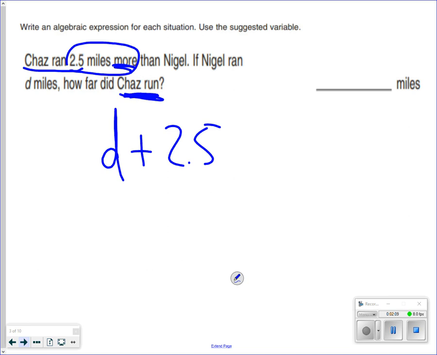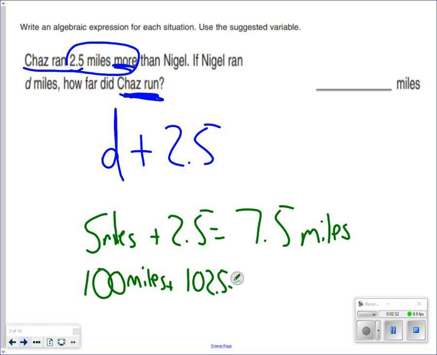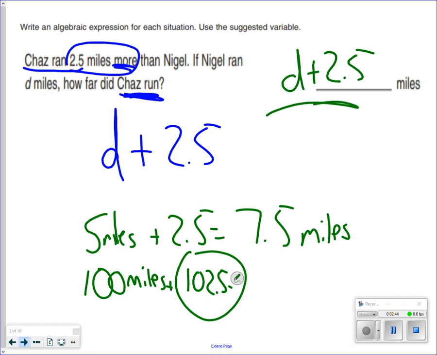So if Nigel ran 5 miles, then Chaz ran 2.5 more than that. Chaz ran 7.5 miles. If Nigel ran 100 miles, Chaz ran 102.5 miles. Okay? So what's the algebraic expression? It's D plus 2.5. You have to come up with a rule that works every single time, that follows what the question's asking.